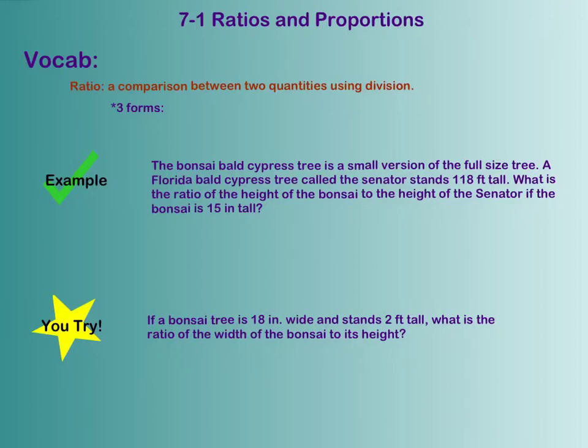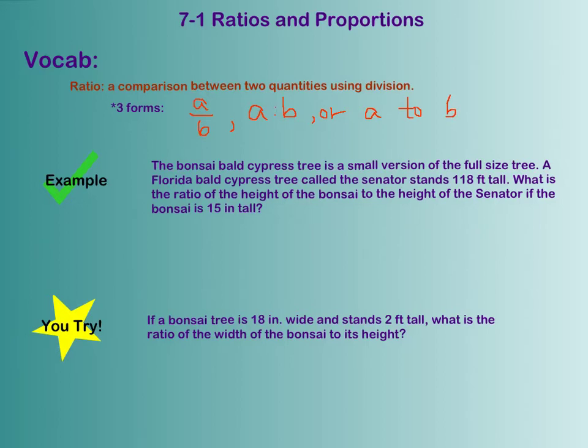So before we can begin, we have to know what a ratio is. So our first vocabulary word is ratio, a comparison between 2 quantities using division. Now, I can write these ratios in 3 different forms. The first one, let's say I'm comparing A to B, apples to bananas, whatever you want to compare. I can write it as A over B, A colon B, or A to B.